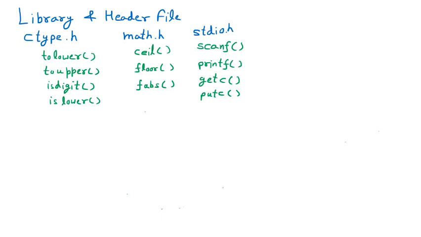Discussing the next library, and that is stdlib. Now this library is very much important because it contains so many important functions. Well, as the name signifies, it is the standard library. And talking about stdlib, it contains information of memory allocation.